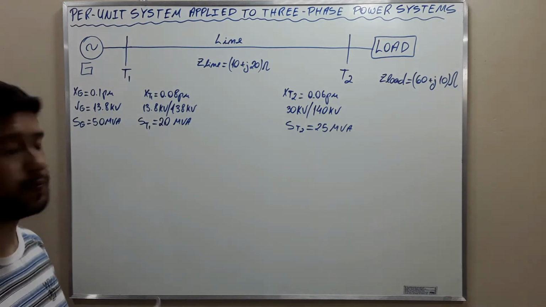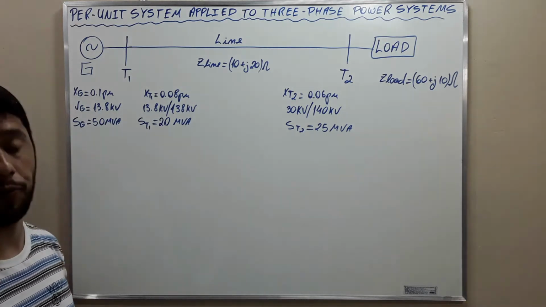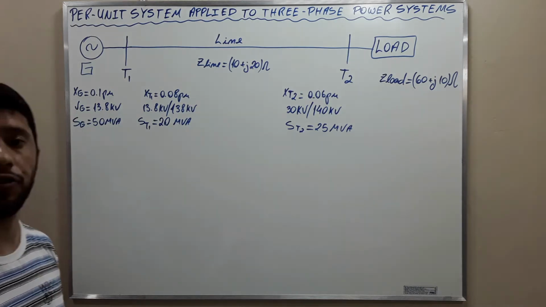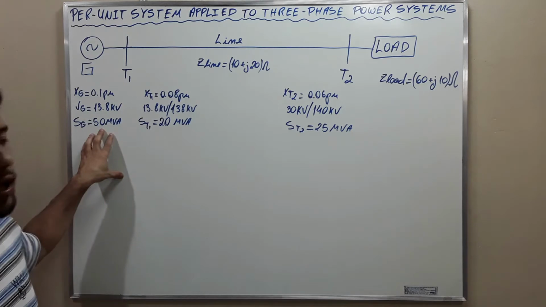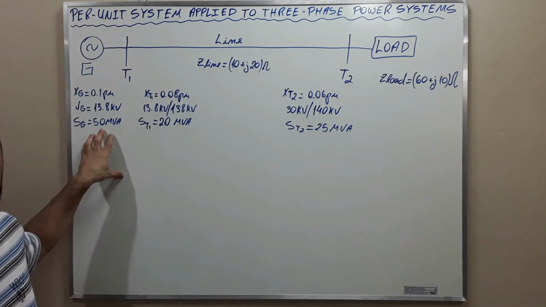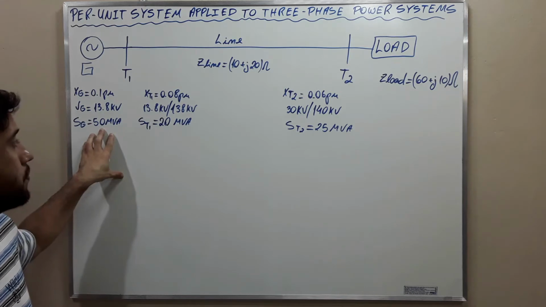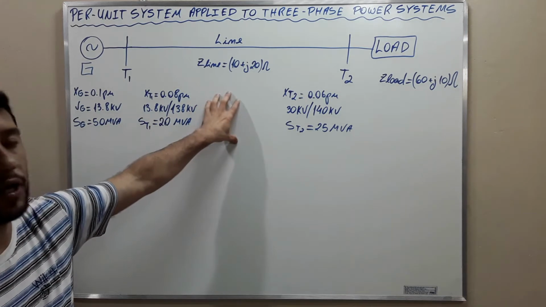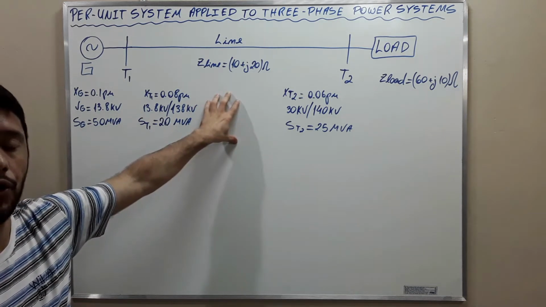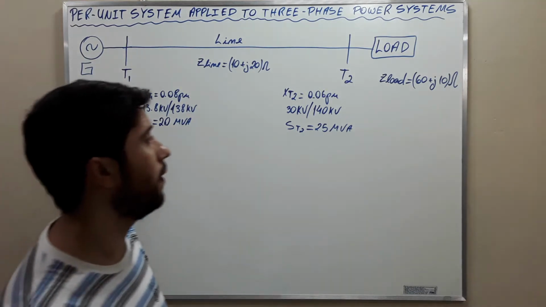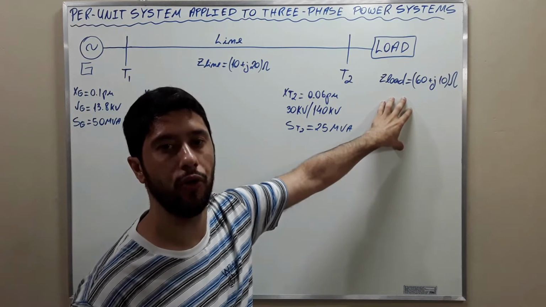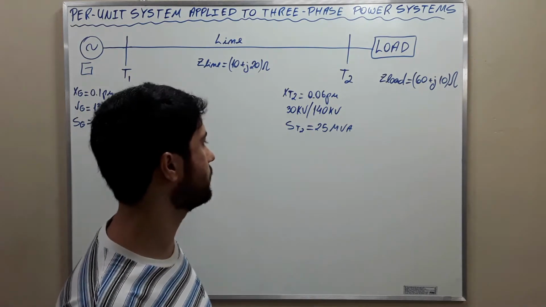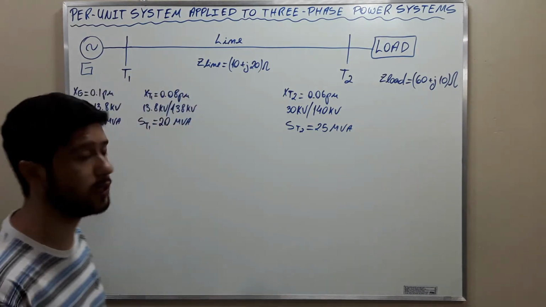And whenever dealing with per unit, we need to establish base values. Base values for region 1, the region of the generator. I'm going to call the region of the line region 2. And I'm going to call the region of the load region 3. First of all, region 1.